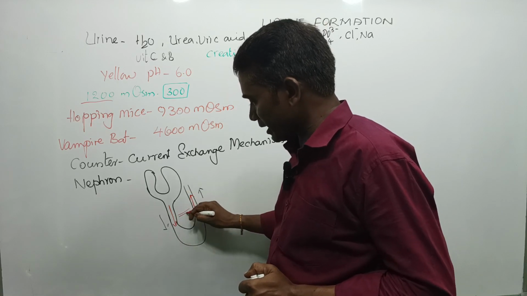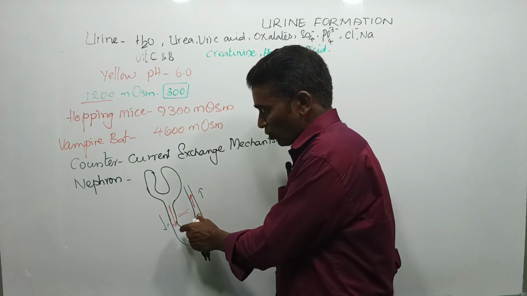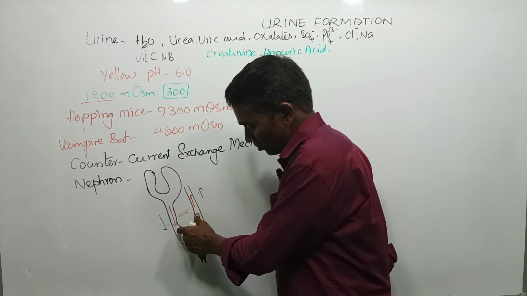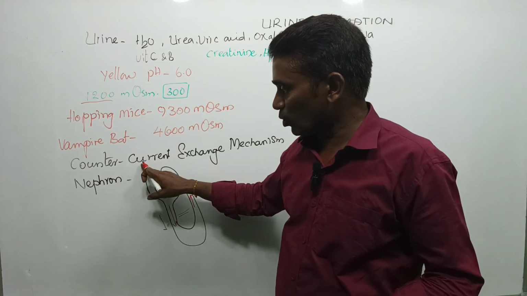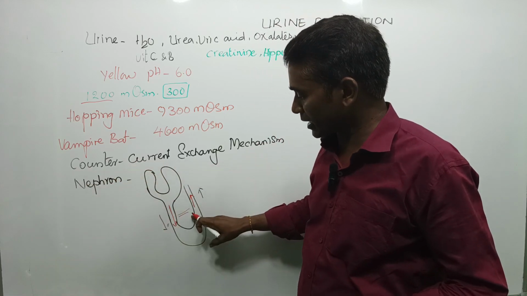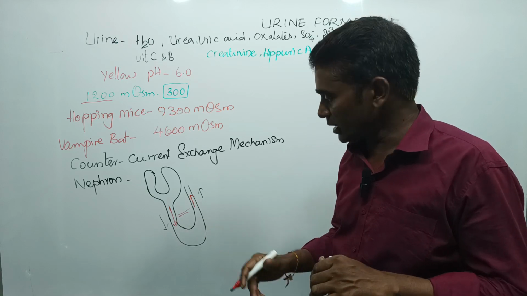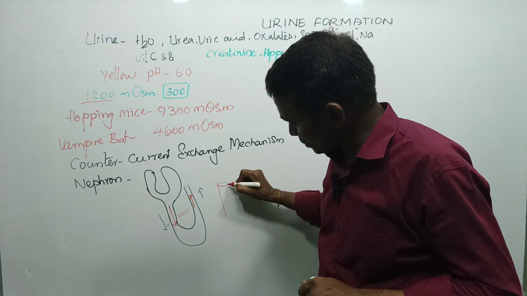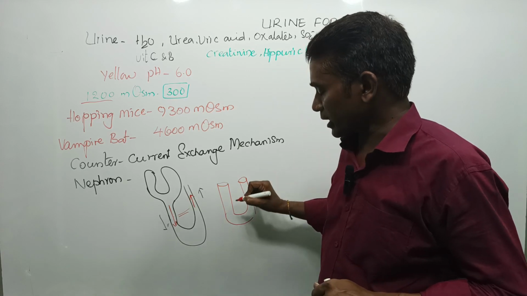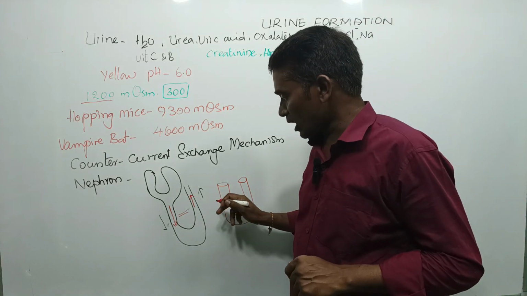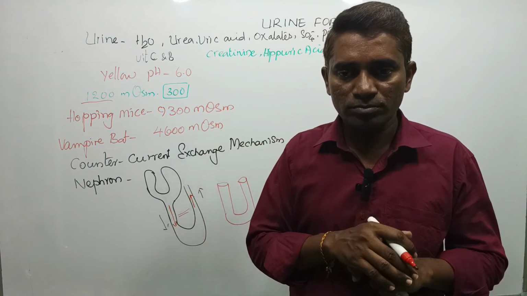There is an opposite flow. As a result of this strategic arrangement, the movement is exactly in counter, opposite direction. Not only in the nephron loop of Henle, even in case of vasa recta, the same situation exists. Therefore, as a result of these two, one in vasa recta and the other in the loop of nephron, this is possible.